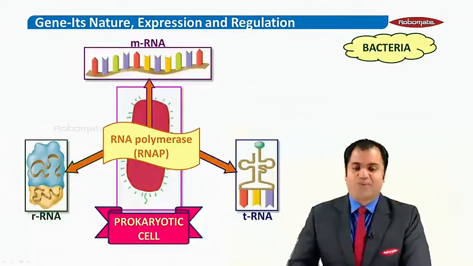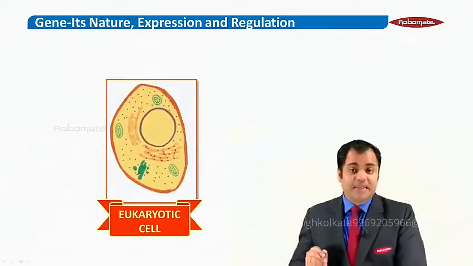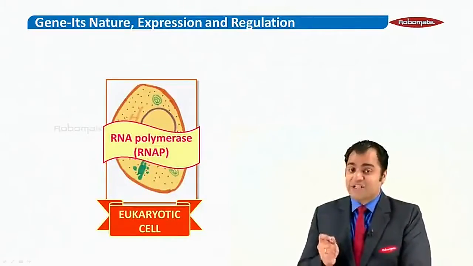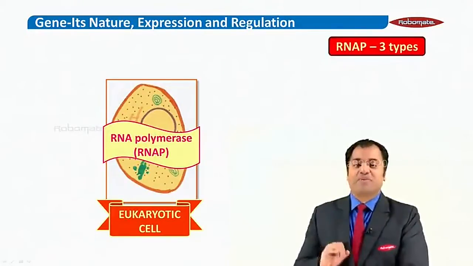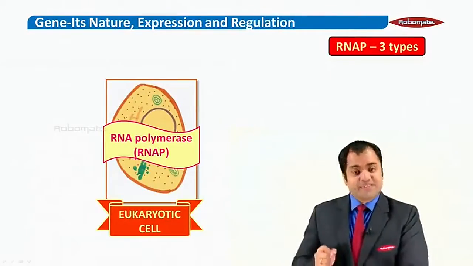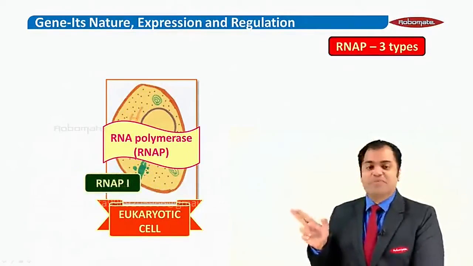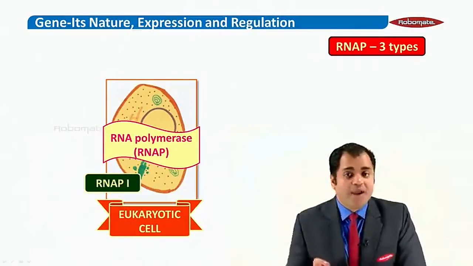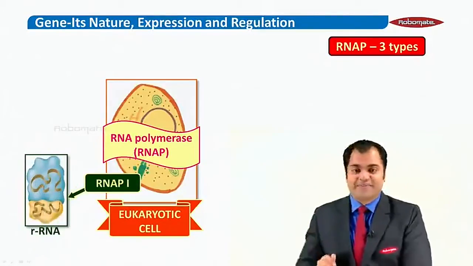Let us see how. Okay, so what I have shown you here is a eukaryotic cell. Now in the eukaryotic cell also there is RNA polymerase, but in eukaryotic cells there are three types of RNA polymerase, each synthesizing a specific RNA. Is that okay? Let us see how. So there is an RNA polymerase 1 called RNAP1. RNAP1 is involved in the synthesis of ribosomal RNA or rRNA.